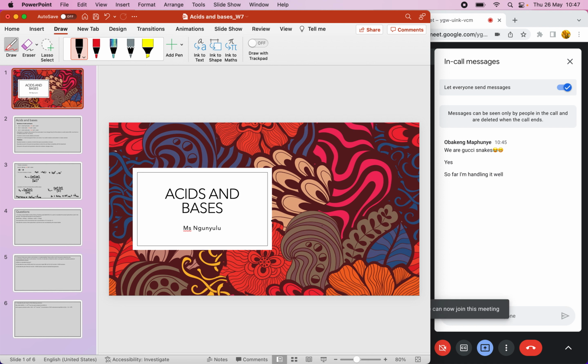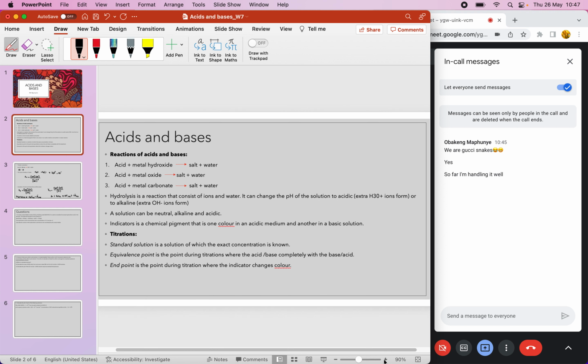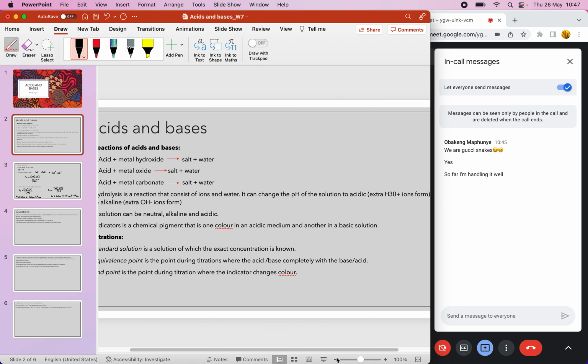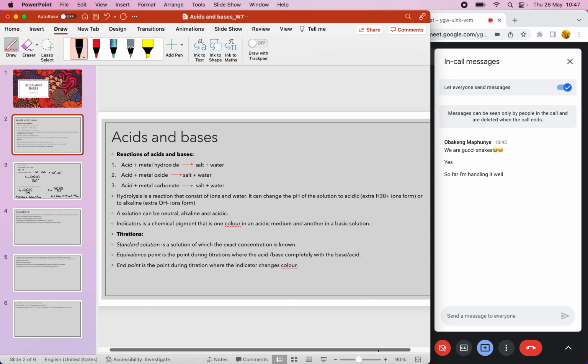So today we are continuing with acids and bases. And today I want to start with the reactions of acids and bases that we discussed in our previous class. And we did some examples regarding the acid plus metal. So you can have your acid plus metal hydroxide, which will give you salt and water.